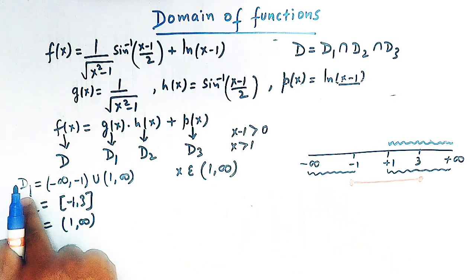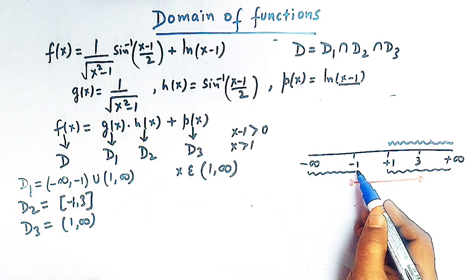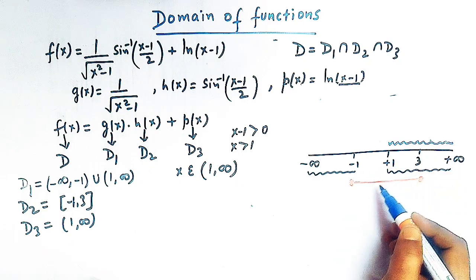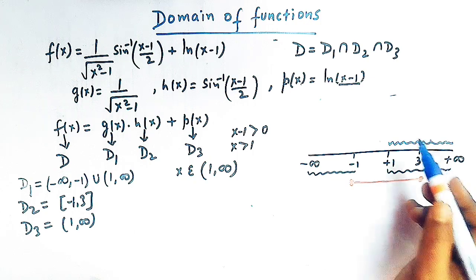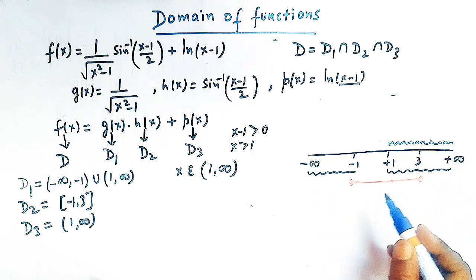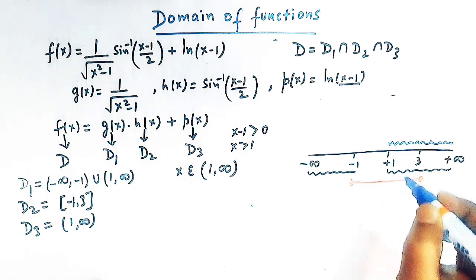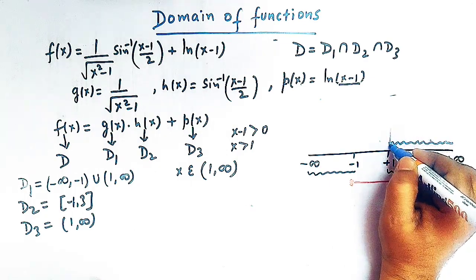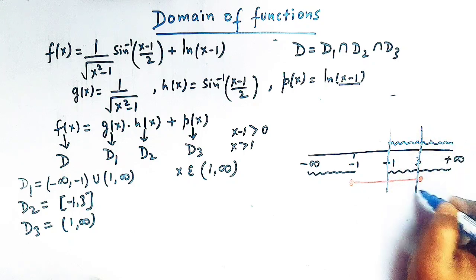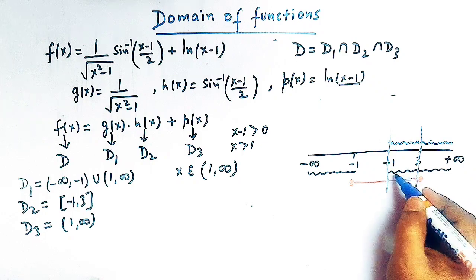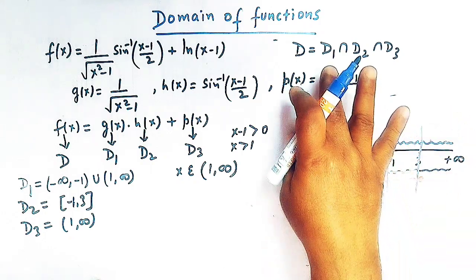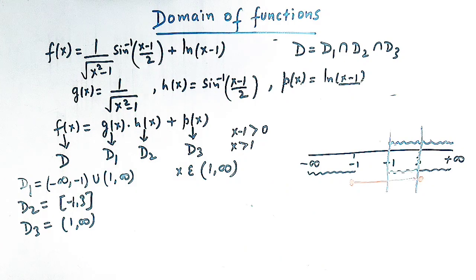So here the domain D1 is from minus infinity to minus 1, union 1 to infinity, and D2 is from minus 1 to 3, and D3 is 1 to infinity. Now from this diagram we can easily conclude that the common region is from plus 1 to plus 3, right?